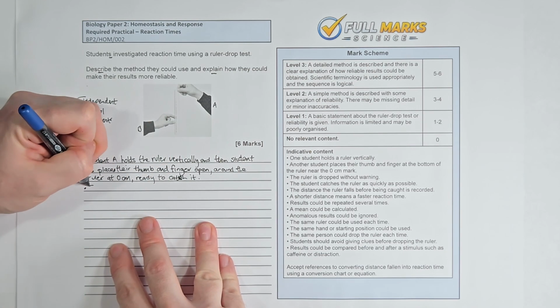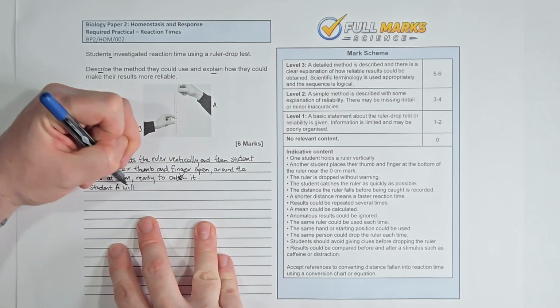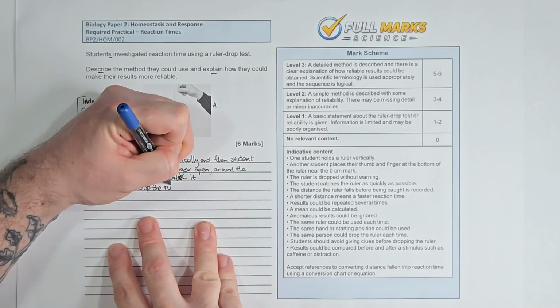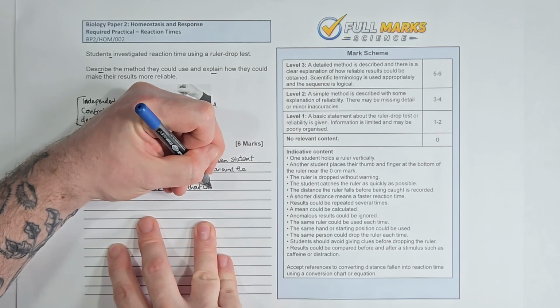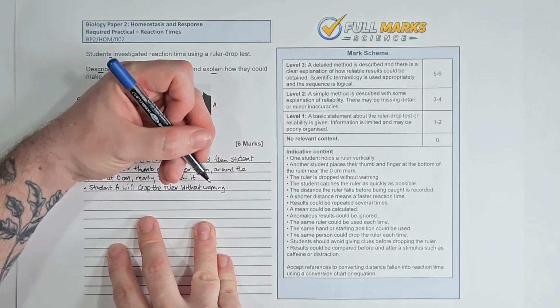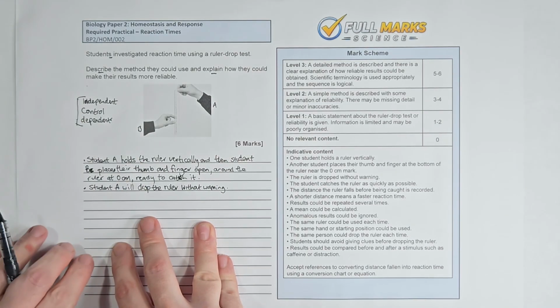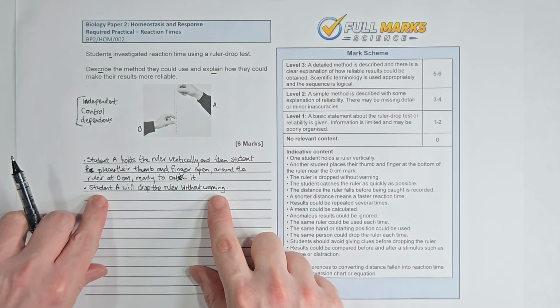So student A will drop the ruler without warning. Because that's really important, is that the person catching it doesn't know when it's going to drop, so that the results are controlled. So we've got one of our sort of controls in there already, in that a separate person is dropping it.